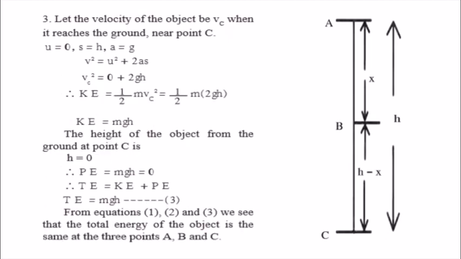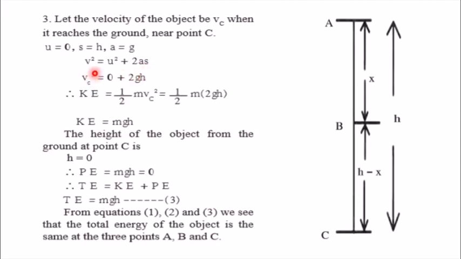Next we are finding what will happen when the object reaches point C. From A we have released the object and the object has now reached C. So the final velocity at point C we can write as Vc. U, the initial velocity, will be 0. S, the displacement which has taken place, will be h, because it is falling from a particular height. And A we have taken as g, because gravitational force is acting. We will take Newton's third equation of motion, that is V square is equal to U square plus 2AS.